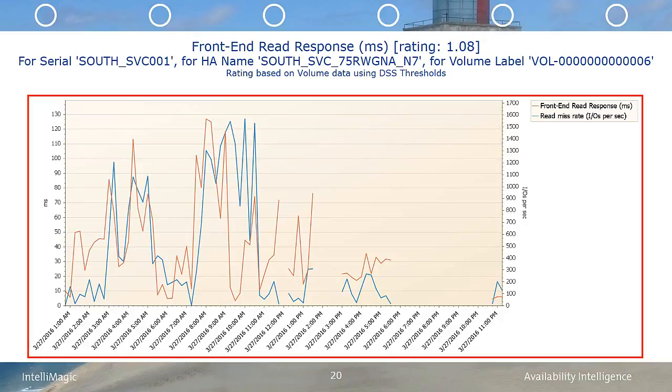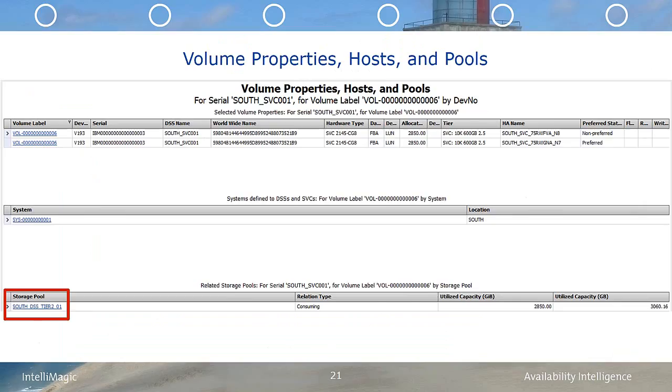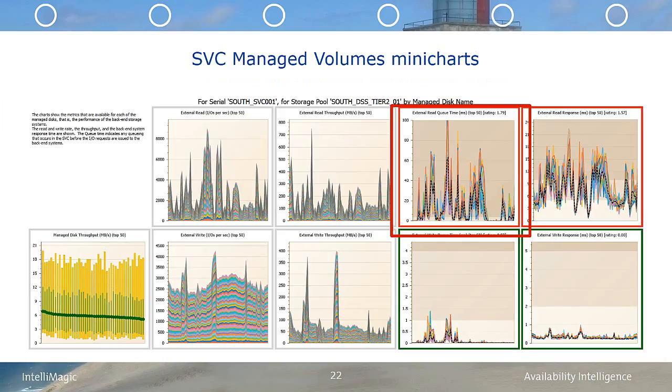In order to better understand what's happening on the back end, we're going to take a look at the storage pool by clicking on the Identify Drill Down button. Looking at the volume properties, we see that volume 6 belongs to the South_DSS_Tier2_01 storage pool. Now let's take a look at the back-end performance of this storage pool. As you can see in this set of multi-charts for South_DSS_Tier2_01, there is lots of queuing and high response time for this storage pool. The queue time is greater than 100 milliseconds at times. This explains the high front-end read response time in conjunction with the read-miss IO rate.